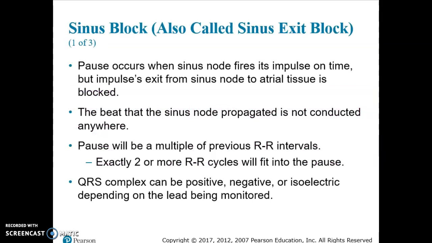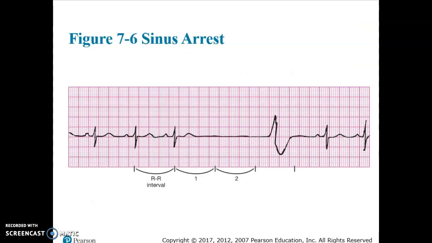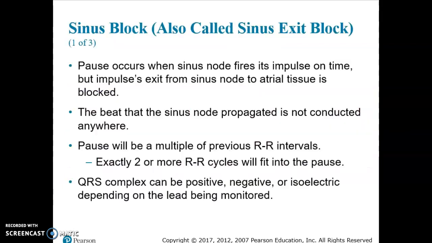The sinus block is also called a sinus exit block. It can occur at any rate. It's irregular but interrupted by a pause. We have a pause that is a multiple of RR intervals. So that's what we mean by that, a multiple of RR intervals. So we count this RR interval, and we have more than one space here with this pause. So with the sinus block, we have that multiple of RR intervals.